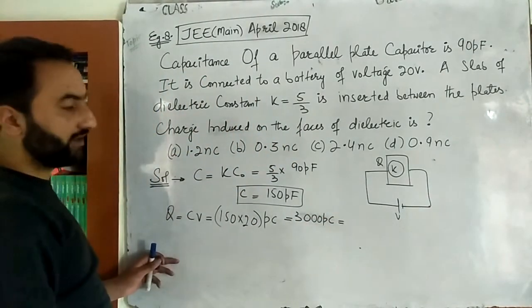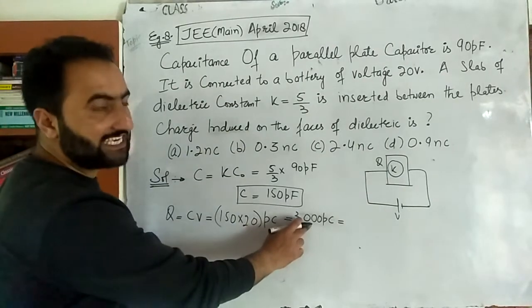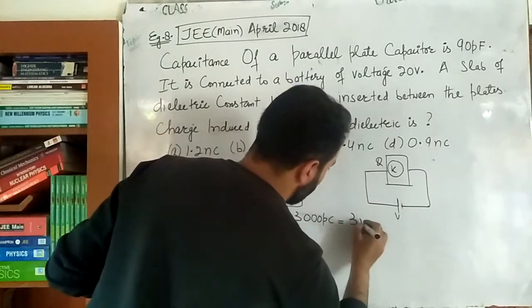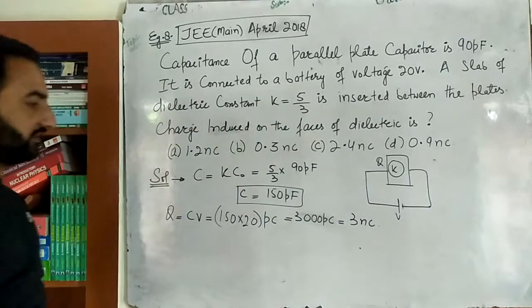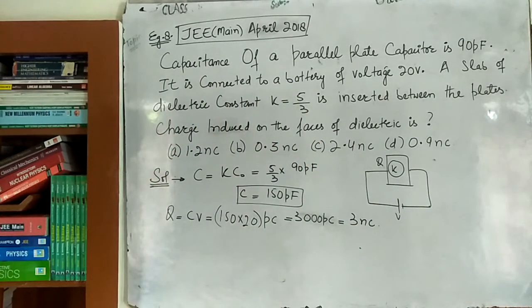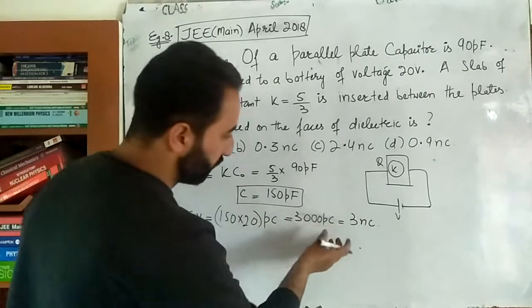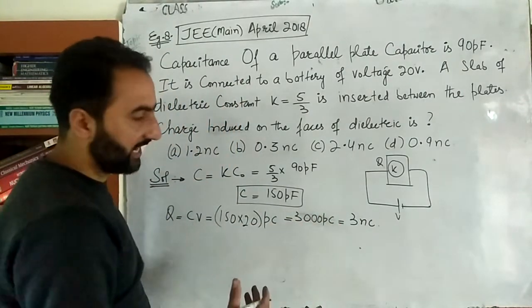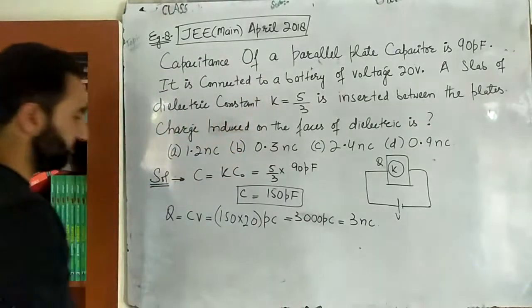Picocoulomb implies 10 to the power minus 12. So this 3 times 10 to the power 3, times 10 to the power minus 12 is 10 to the power minus 9. That means it is 3 nanocoulomb. In math, picocoulomb is 10 to the power minus 12, and 10 to the power minus 9 is nanocoulomb. So this is the charge.